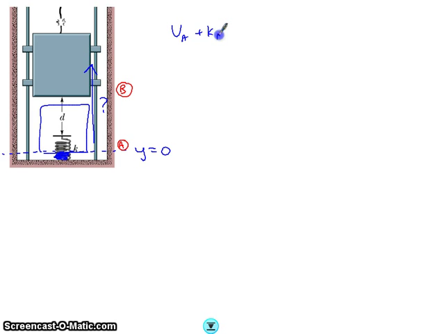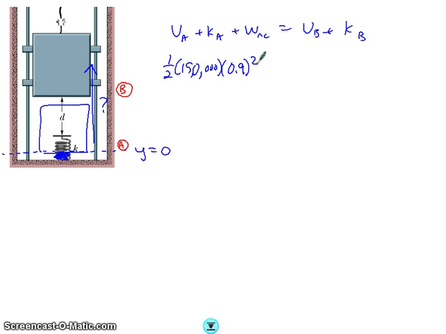U at A plus K at A plus W and C equals U at B plus K at B. All right, at A, since y equals 0 here, there's no gravitational potential energy, but there's that elastic potential energy, 1/2 times 150,000. And what did we calculate the x was? It was 0.9 squared. So that's the elastic potential energy it has at that location.